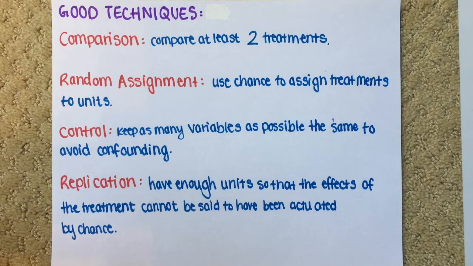Some good techniques you want to have when designing experiments are these four things. Comparison. Compare at least two treatments. Random assignment. Use chance to assign treatments to units. We'll show you how to use a calculator to use a random number generator in a little bit. Control. Keep as many variables as possible the same to avoid confounding. And replication. Have enough units so that the effects of the treatment cannot be said to have been caused by chance.